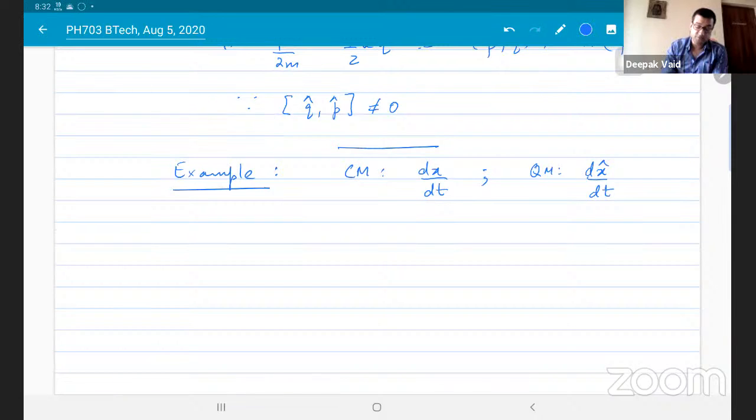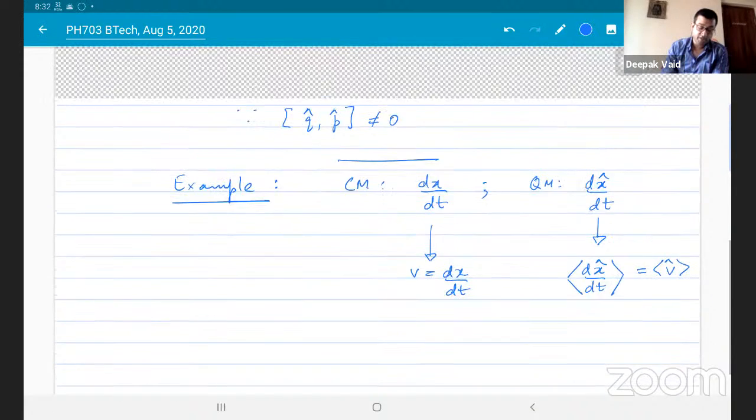And then from this operator x, you would make some measurement. When you make a measurement, that measurement would give you an expectation value of the operator dx by dt, so this would be the expectation value of the velocity. In classical mechanics, of course, you don't need that. You just have v, which is just a number, dx by dt. You don't have to make any measurements.